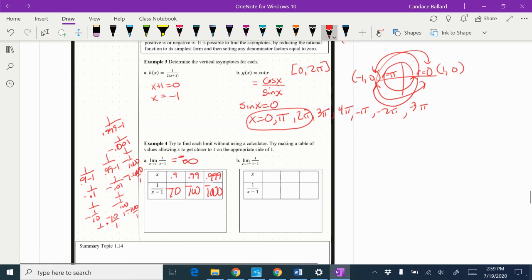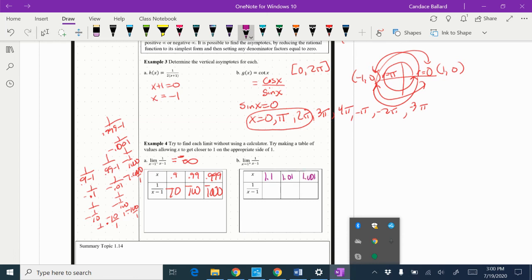All right, let's do the same concept over here on this one. This time, just on the other side of 1, I would think 1.1, and then maybe 1.01 and 1.001. So if I do 1 over 1.1 minus 1, I'm going to be left with 1 over 0.1, which is 1 over 1/10. Hopefully you're getting the idea here. 1/10, which again, if I flip and multiply, is going to be 10.